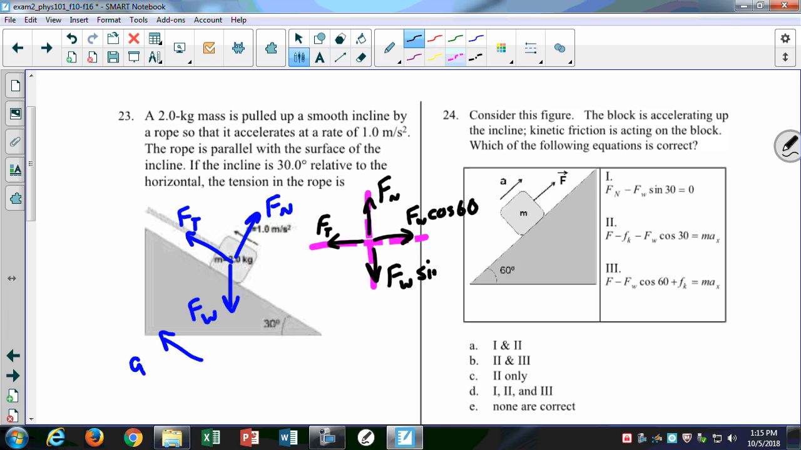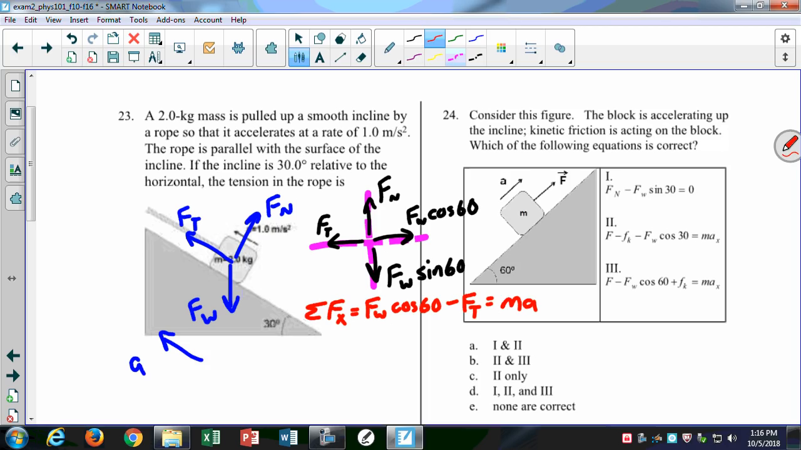Hopefully this is second nature to you right now. You don't need to think about what angle do I use and what trig functions do I use. But notice I took the complementary angle, that's 90 minus this angle, and I use cosine and sine for my x and y components. Now I look at the x direction. The sum of the forces in the x is Fw cosine 60 minus Ft. That's equal to the mass times the acceleration. Same procedure every time. It's like a broken record. We do the same stuff every time.